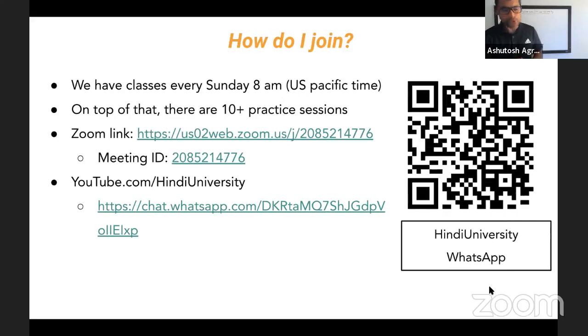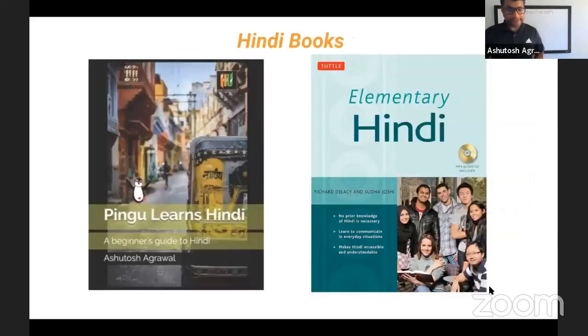With that in mind, as you know, this year we are following two main books in the Hindi journey. One is Pingu Learns Hindi, and the second one is Elementary Hindi by Professor Richard Delacy and Sudha Joshi. Richard Delacy is also a Hindi professor at Harvard University, and we have finished a lot of chapters from Delacy's book. Today we'll be going over chapter number 21 from Richard Delacy's book.